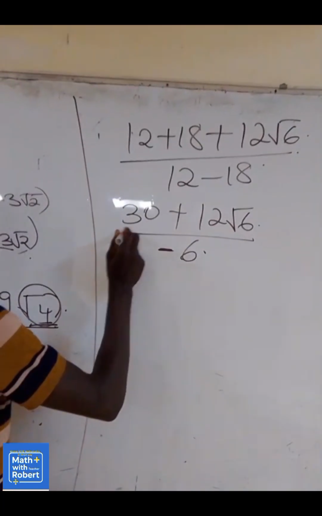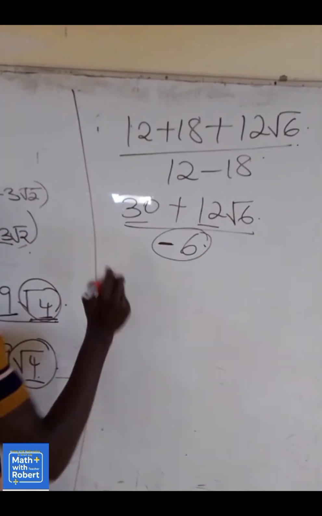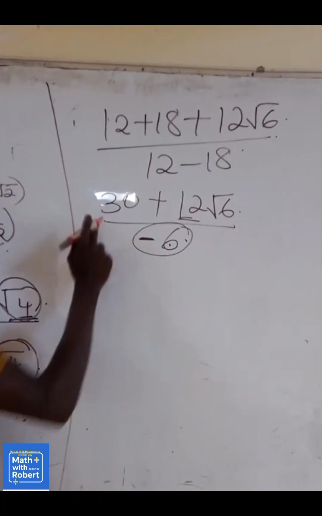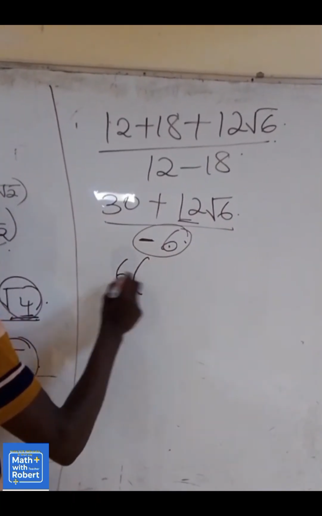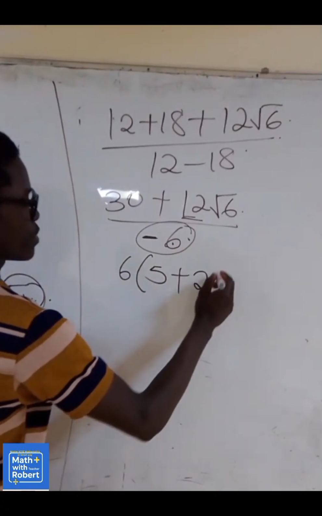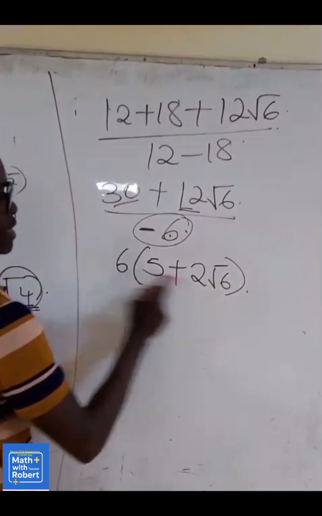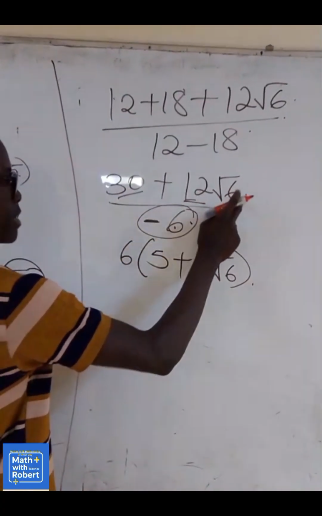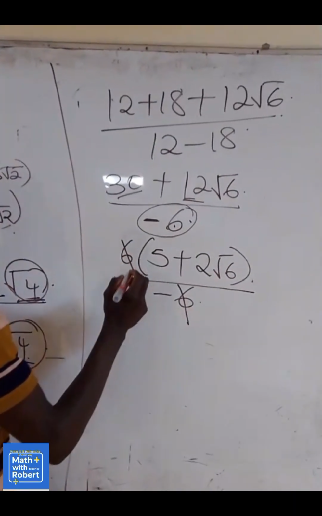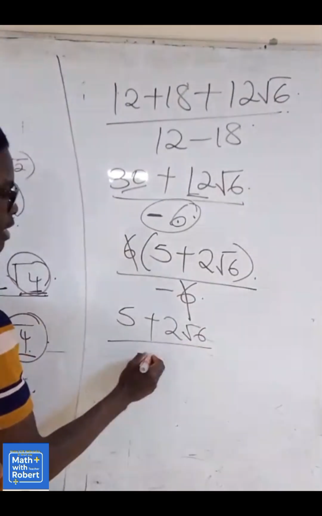So with our whole numbers, we have 30, 12, and 6. So we have a common number that can divide 30, 12, and 6, which is 6. So here we'll put 6 outside the bracket, 6. Then here is 5 plus 2 surd 6. So that when you pick 6 times 5, that is 30. Then 6 times 2 surd 6, that is 12 surd 6, over negative 6. So this one goes with this one. So we remain with 5 plus 2 surd 6 over negative 1.